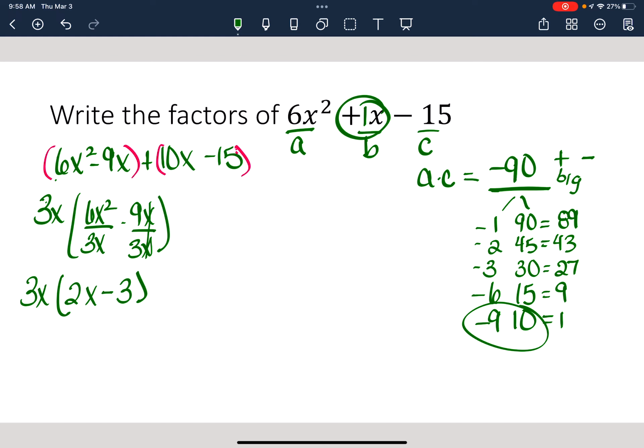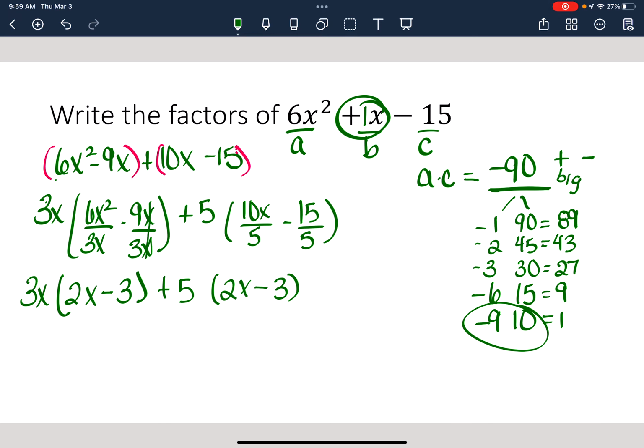Now from 10x minus 15, the GCF is 5. So I have plus 5. And then we have 10x divided by 5 minus 15 divided by 5. So 10 over 5 is 2, so that's 2x, minus 15 divided by 5 is 3. So my factors will be, remember, 2x minus 3, and then whatever's left, so that 3x plus 5.